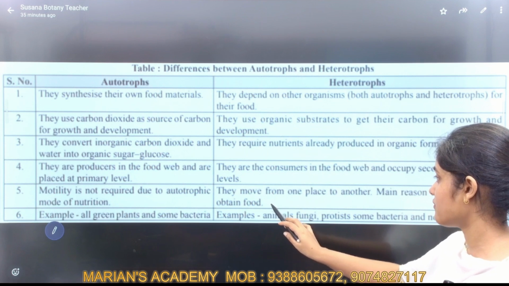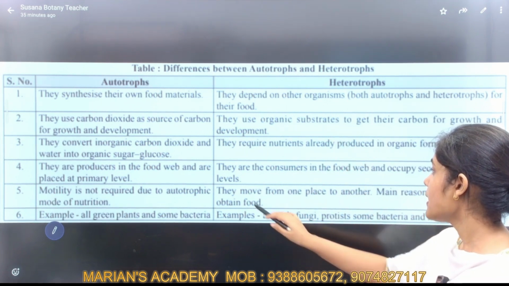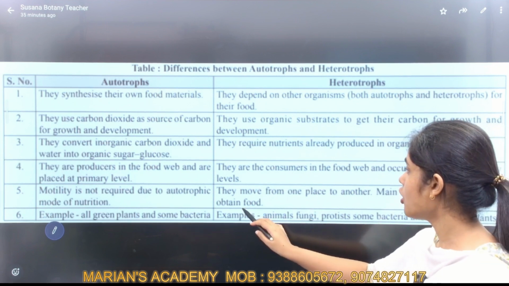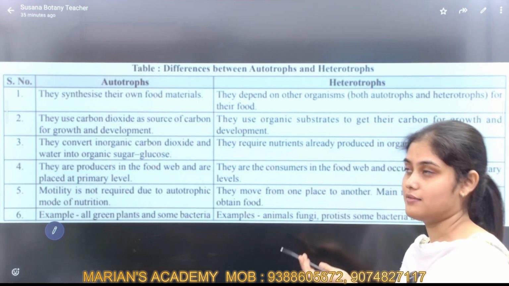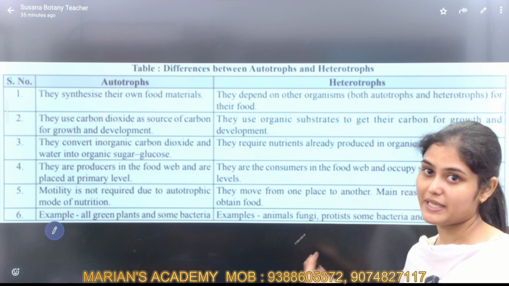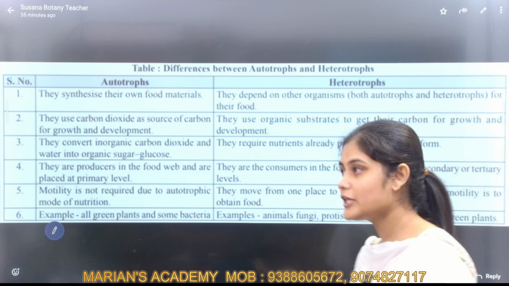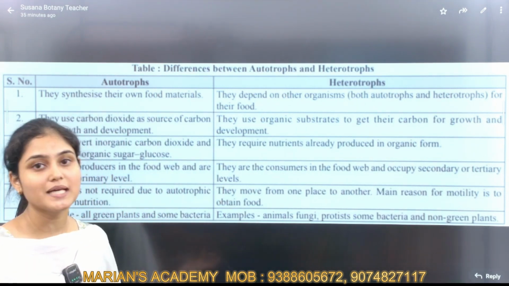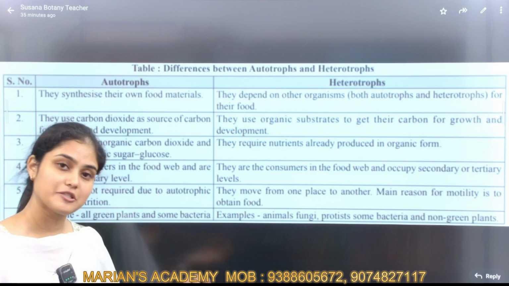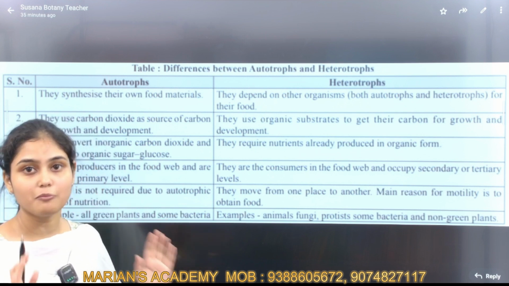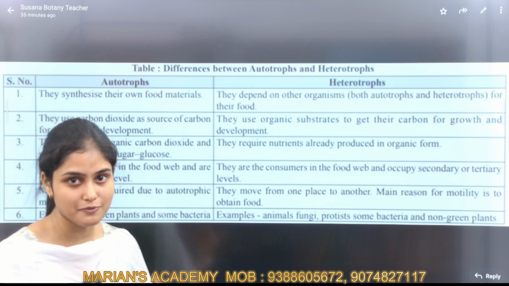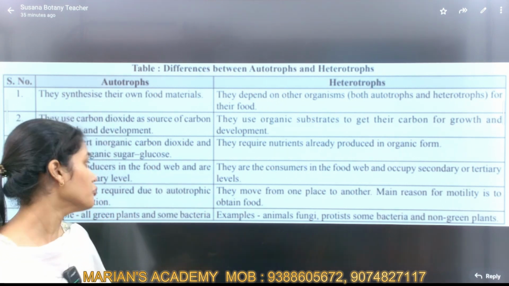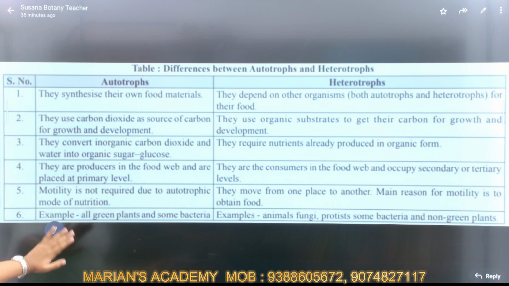See this point. Next, the point that comes under heterotroph: they move from one place to another. Main reason for motility is to obtain food. Just remember about the hunting behavior that humans have. Not only humans, in case of a tiger, they need to move, they need to work themselves to get food. In case of humans also it is the same. If we simply sit immotile somewhere, nobody is going to give us food, nor are we able to make food by ourselves. So we have to move. So we finished the first point.